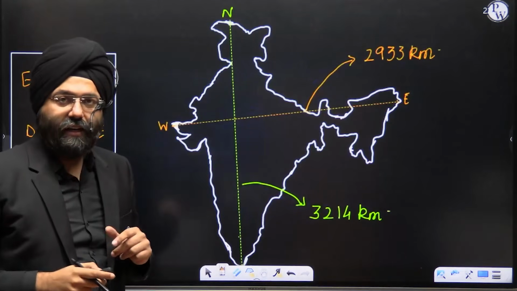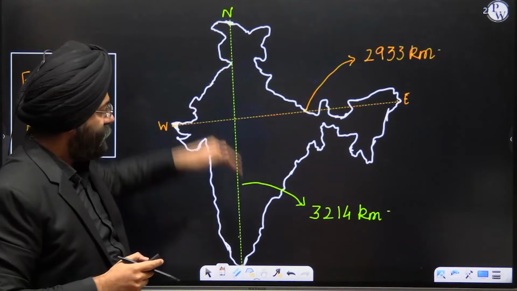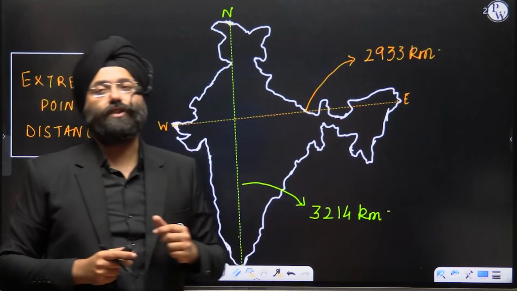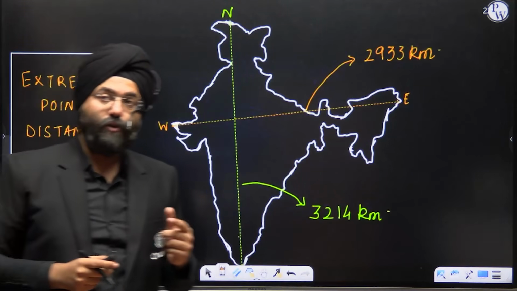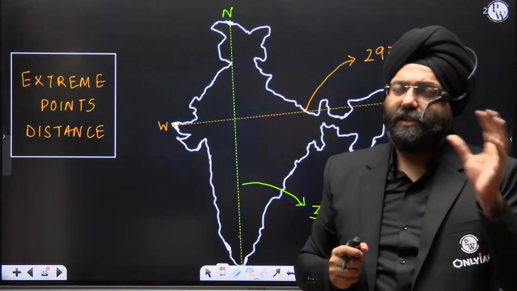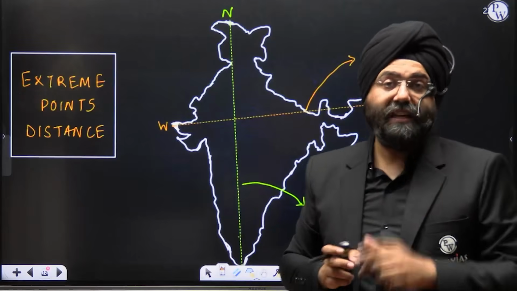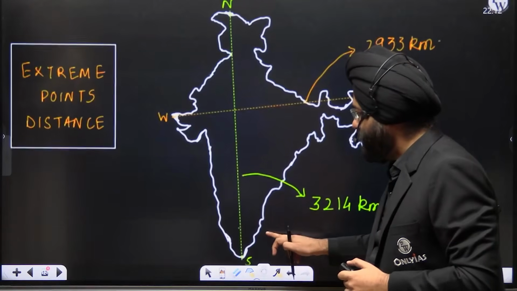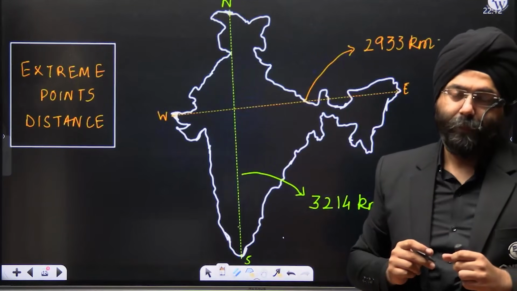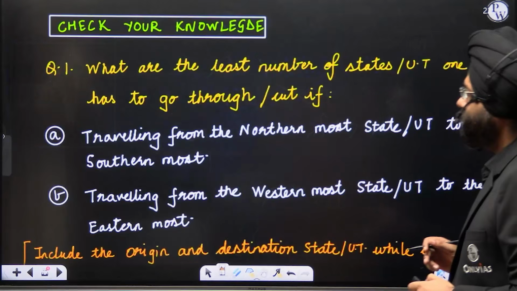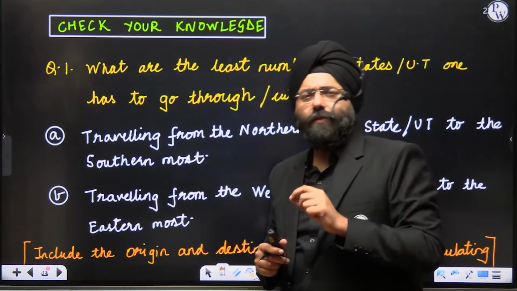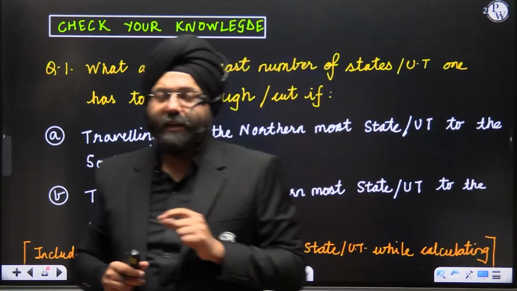On the other hand, if I want to calculate the northernmost to southernmost point till Kanyakumari, the distance is 3214 kilometers. This again becomes important. This has been asked previously also in your preliminary examination. Certain figures have been changed. So you should be aware with respect to these data because they are very categorically mentioned in your NCERT.